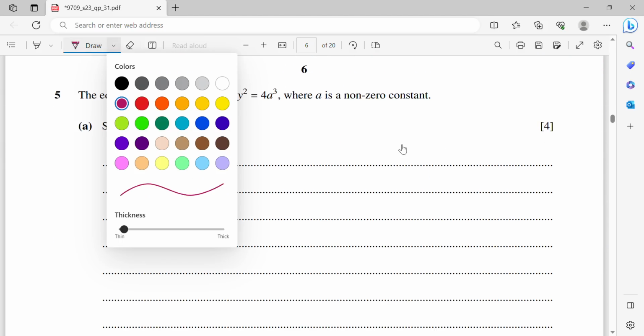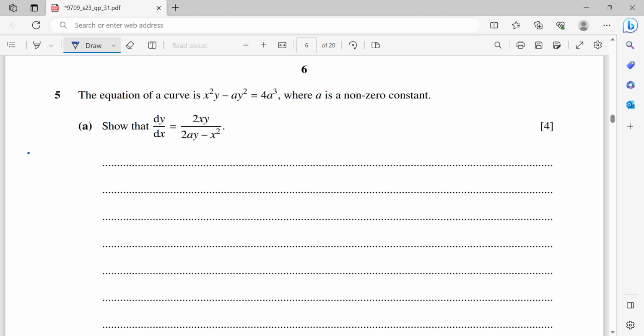Now, question number 5. The equation of a curve is x squared y minus a y squared equals to 4a cubed, where a is a non-zero constant. Part A, show that dy dx is this expression. Okay, so when you need to solve this, we need to use the product rule because you have x and y for the first term.